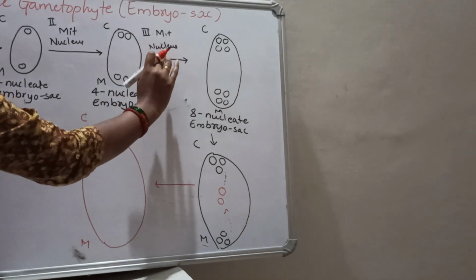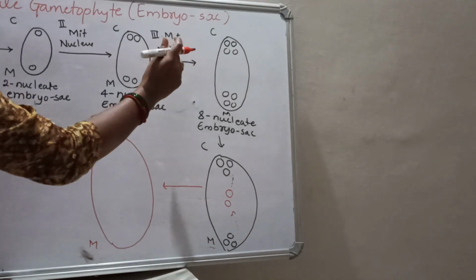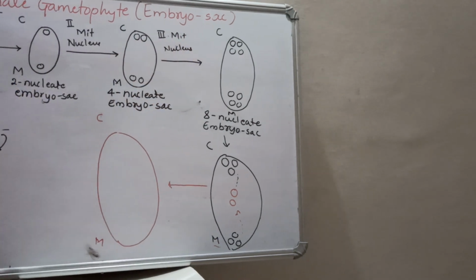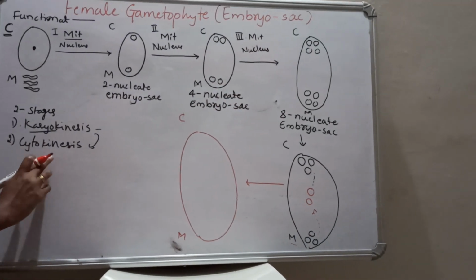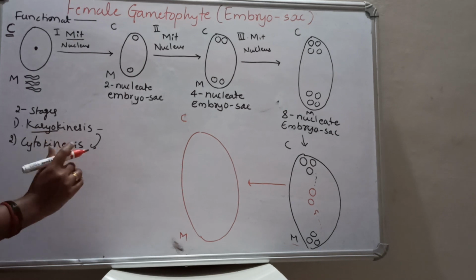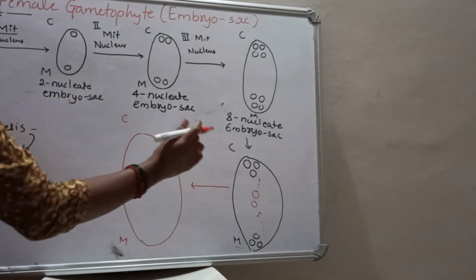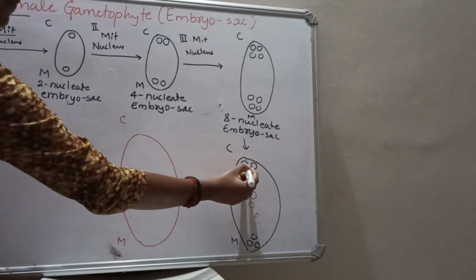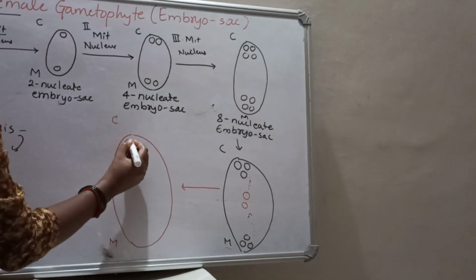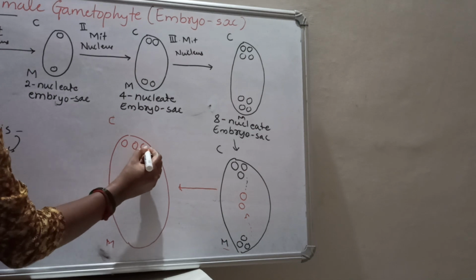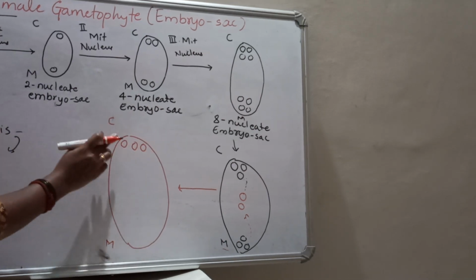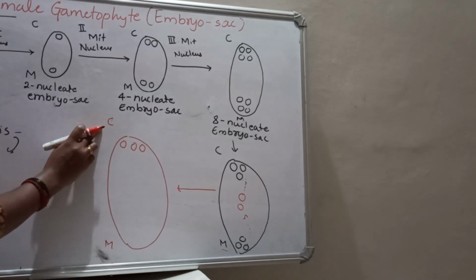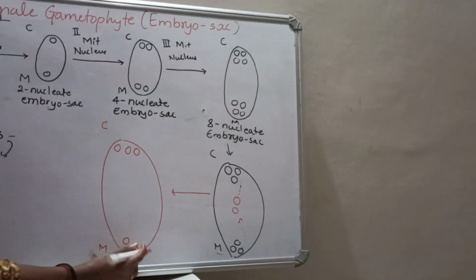Here the nucleus divides mitotically. After that, cytokinesis takes place. Cytokinesis means cell wall formation takes place. Here three cells are present, 1, 2 and 3. There are 3 cells present at the chalazal region.